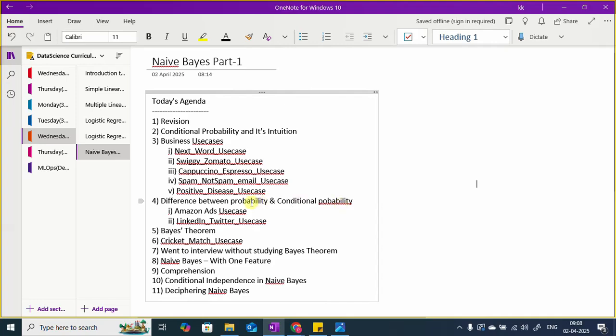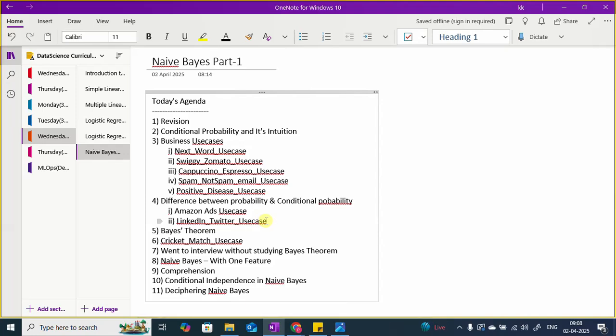In that problem statement, I will try to solve two different problems. One is related to probability, simple probability. Another is related to conditional probability. So by seeing that question, you will get a clear cut understanding of the difference between probability and conditional probability. And as part of that, I will solve two different use cases: Amazon ad use cases as well as LinkedIn Twitter use cases. Okay, then we'll enter into Bayes theorem.